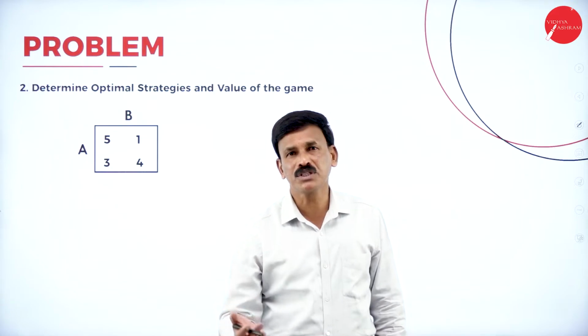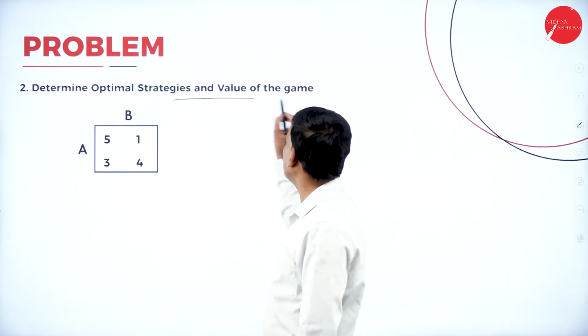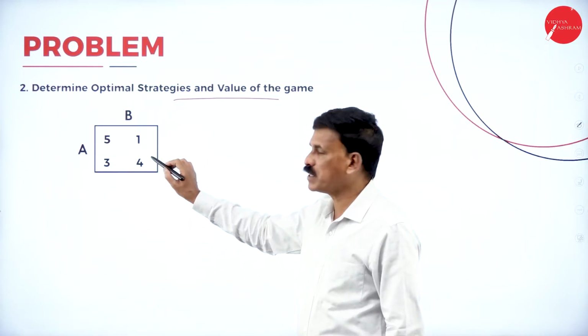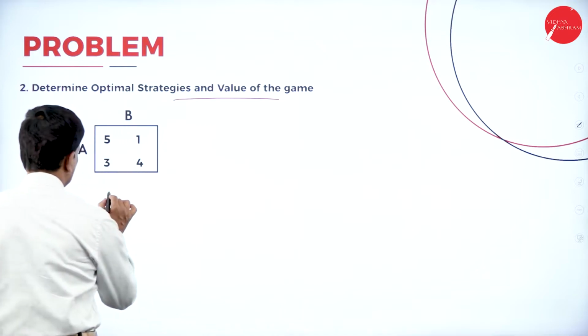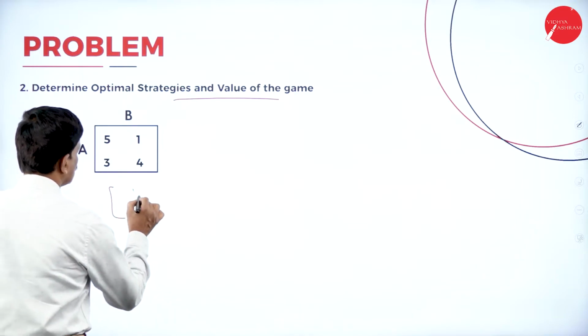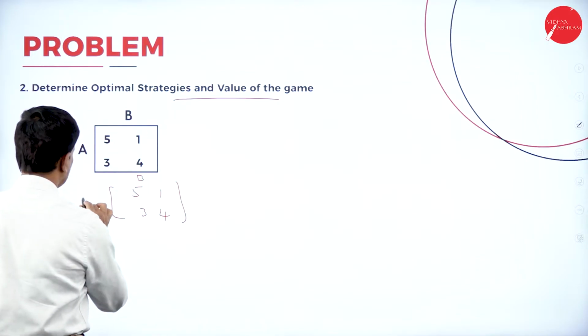Now let us come to the next problem. What is the next problem? Determine the optimal strategy and value of the game whose payoff matrix is given by 5, 1, 3, 4. This is again 2 rows, 2 columns. So what is given here? The matrix is 5, 1, 3, 4 for player B and player A.